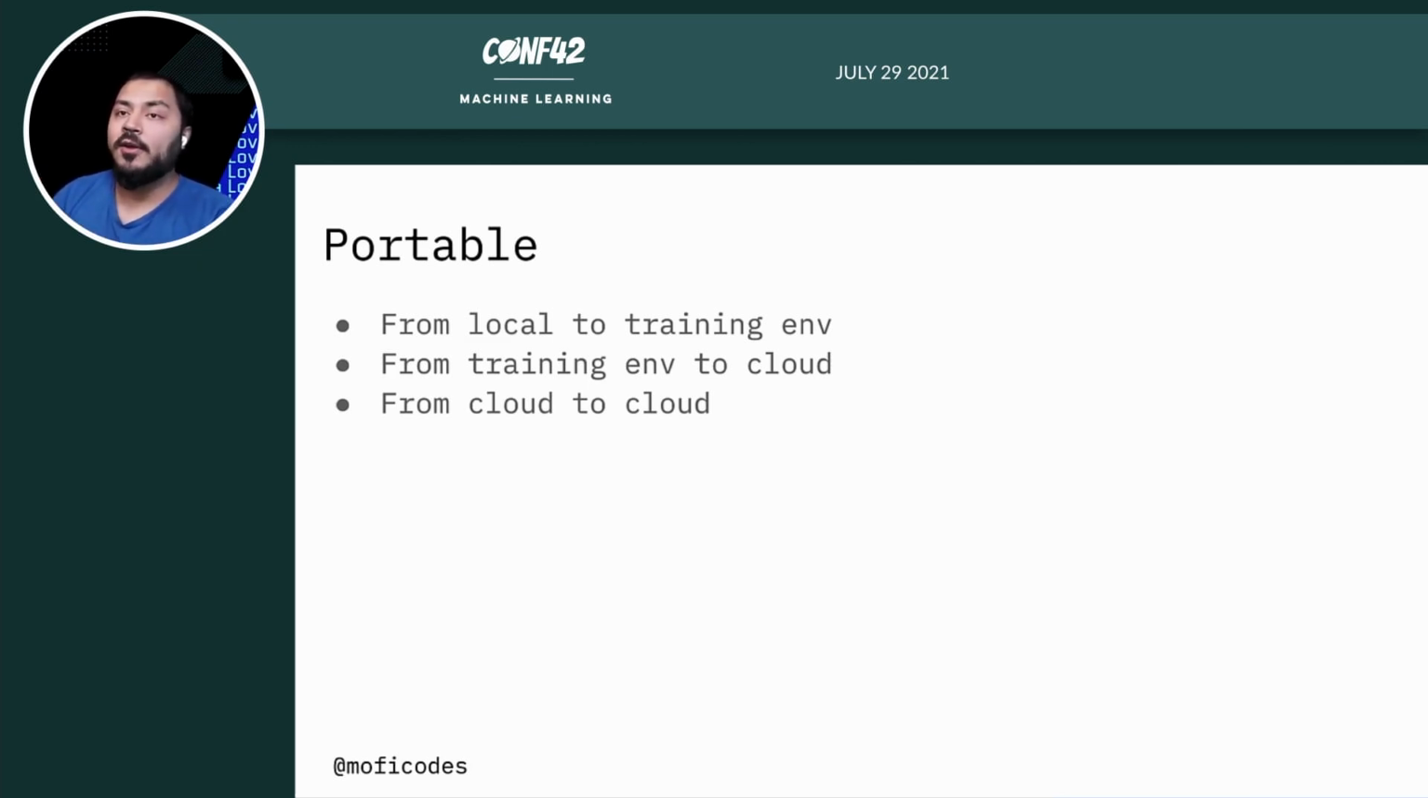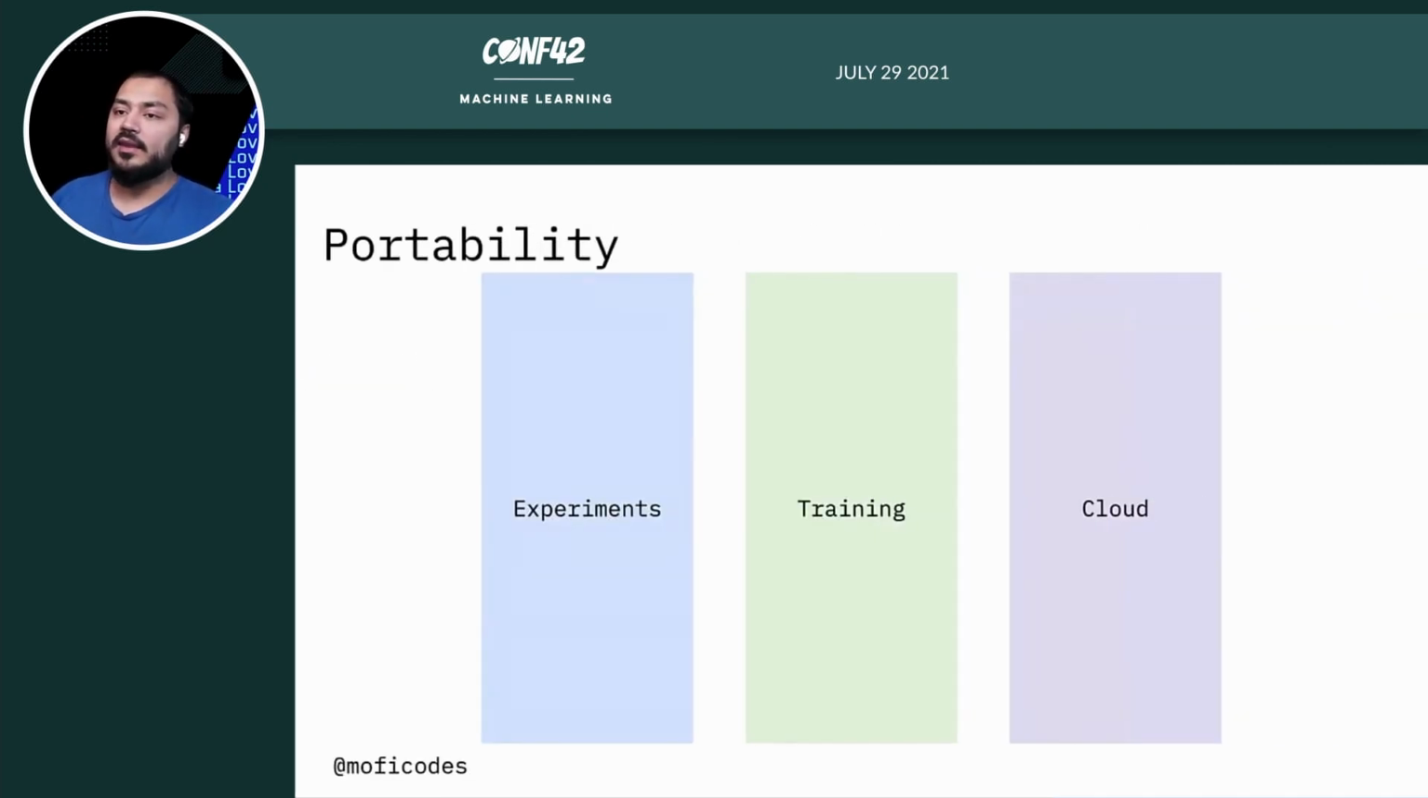Portable: you can use Kubeflow from local to training environment, or from training environment to cloud, or from cloud to cloud. And your environment of Kubeflow underneath stays pretty much the same. We like to think that when you're running experiments on your local machine, versus when you're running your training, versus when you're running your cloud deployment, it looks the same. This is what we want to happen.